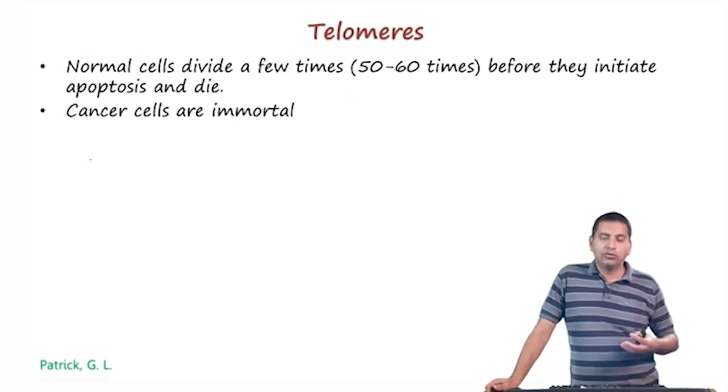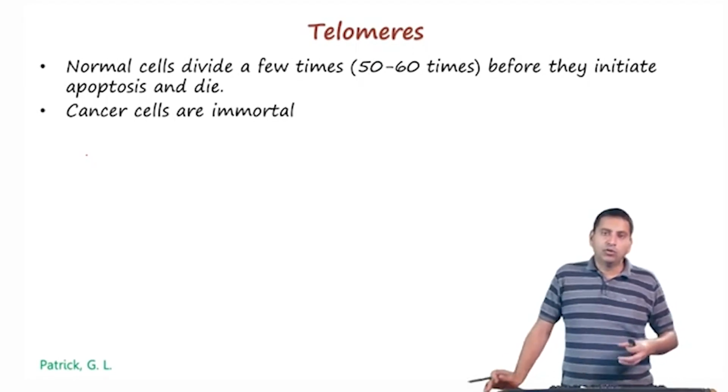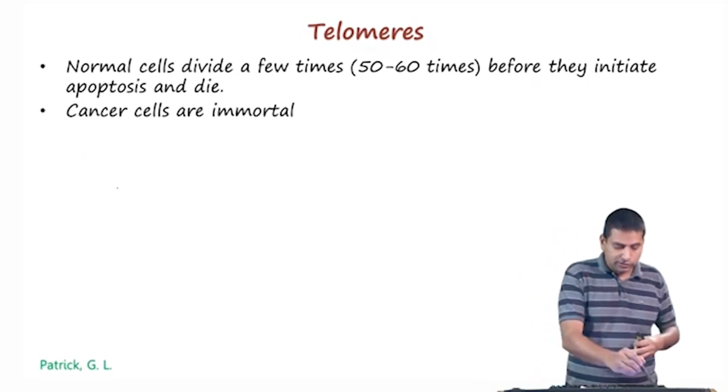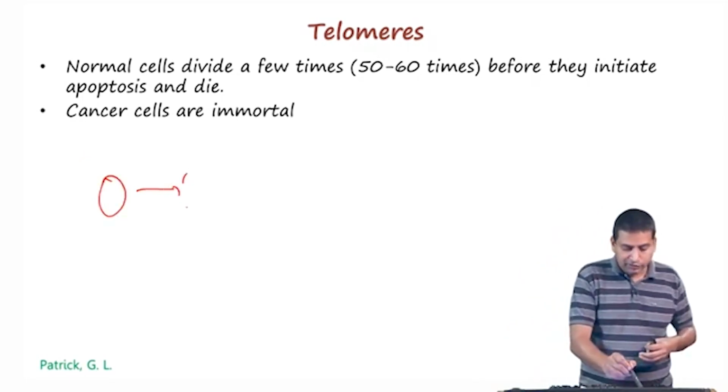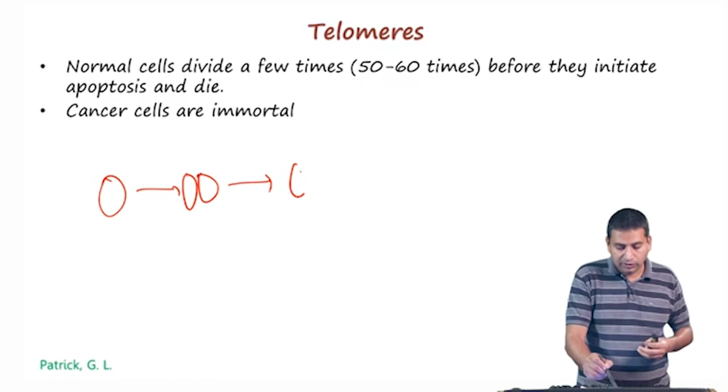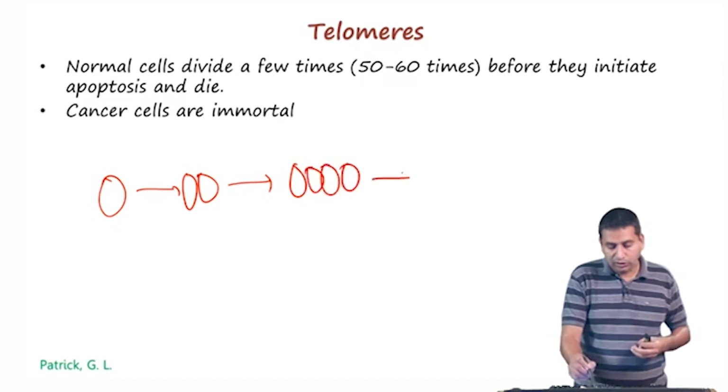Okay. Now, with that, let us look at another important concept known as telomeres. So, when a cell divides and forms two daughter cells, it can subsequently divide and so on, right.